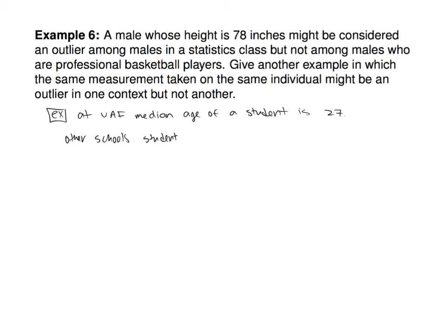So students are between 18 and 22. One example of such a school would be the school that I went to, a school called Gustavus. And at that school, if you were 27, you would be an outlier. But at UAF, you're not. So the context does affect whether or not you're an outlier.